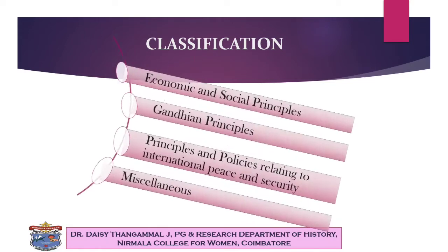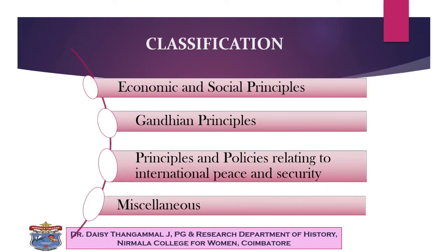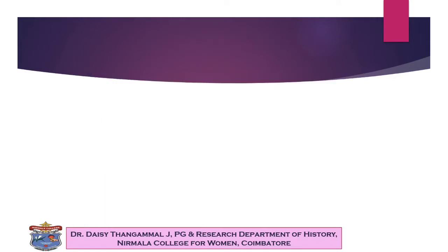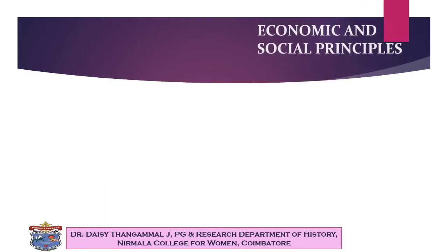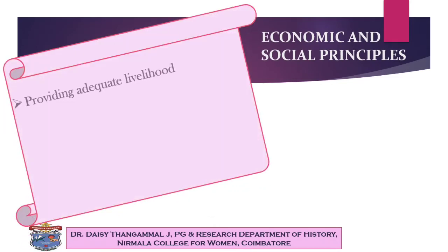Now the classification of principles. The Directive Principles are classified on the basis of their ideological source and objectives. The first one is economic and social principles, then Gandhian principles, principles and policies relating to international peace and security, and the last we have miscellaneous. First we'll see the economic and social principles.